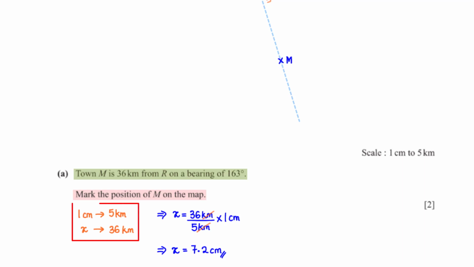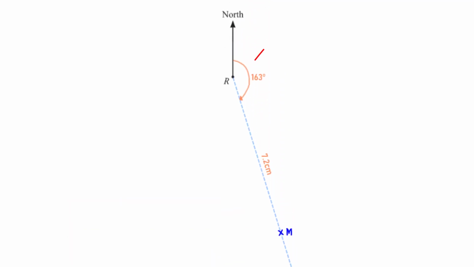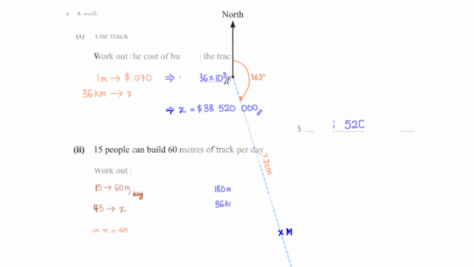First, let's set up the scale ratio using the given conversion. When we cross multiply and make x the subject, this is what we have, which is equal to 7.2 centimeters. So on the scale drawing, we first need to measure an angle of 163 degrees from the north of point R. Then we pin the position of point M along this bearing such that M is 7.2 centimeters from R.